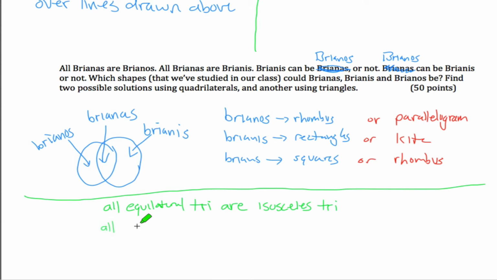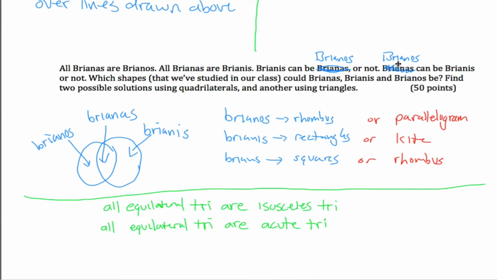All equilateral triangles are acute triangles. Because if you're equilateral, it turns out all your angles are the same, and if all of your angles are the same, they all measure 60 degrees, and if they all measure 60 degrees, none of them can measure 90 degrees or more. So they're acute triangles. So let's see. All equilateral triangles are isosceles triangles. All equilateral triangles are acute triangles. Acute triangles can be equilateral triangles or not. Is that true? Yeah, I think that's true.